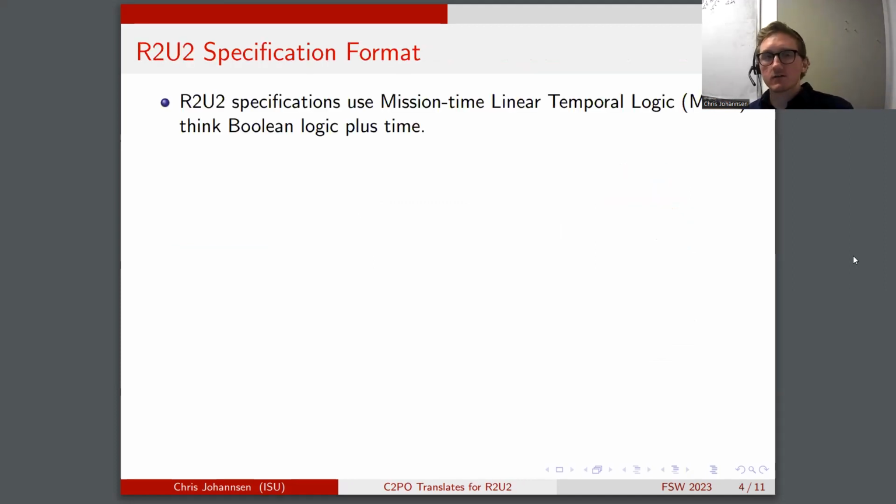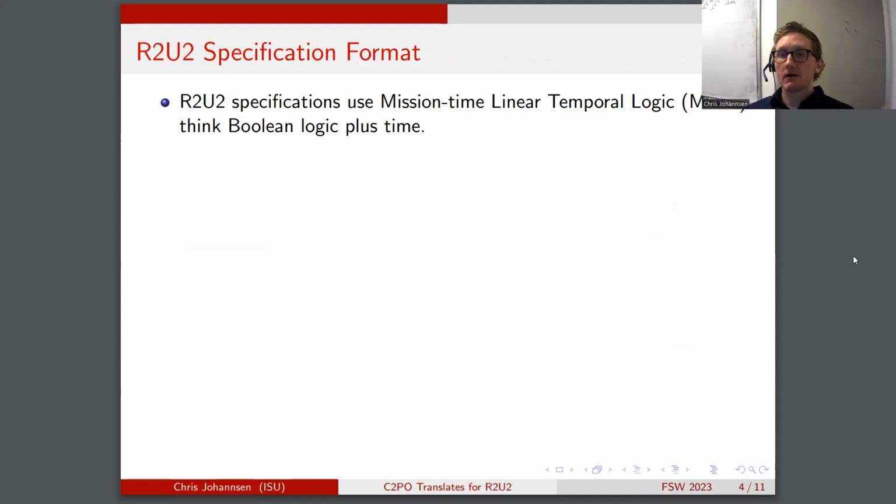In particular, R2U2 specifications use a logic called mission time linear temporal logic, MLTL. You can think about this as basically just Boolean logic plus the ability to reason about and talk about time. So you have basic Boolean variables, so you can talk about A and B being true.